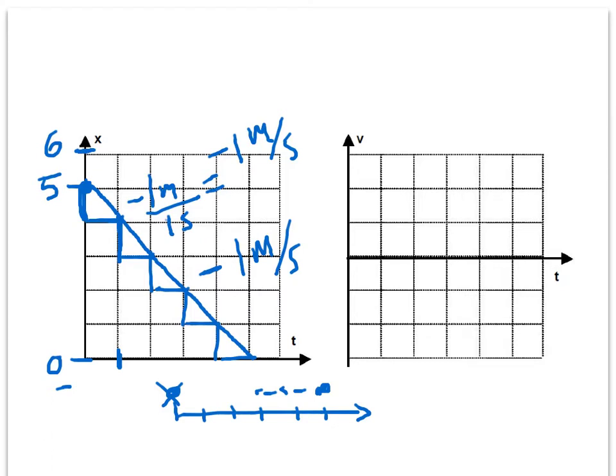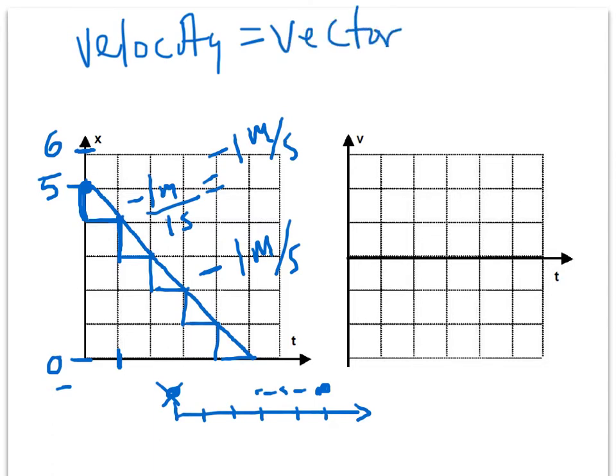So remember, because we're talking about velocity, velocity is a vector, so the direction matters in this case. If we were just talking about speed, it would just be 1 meter per second because we don't care what direction we went.